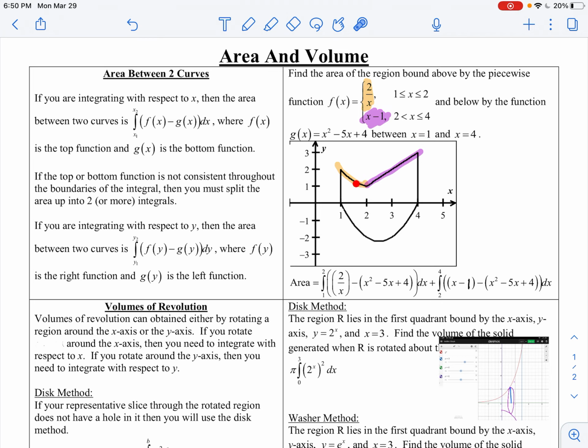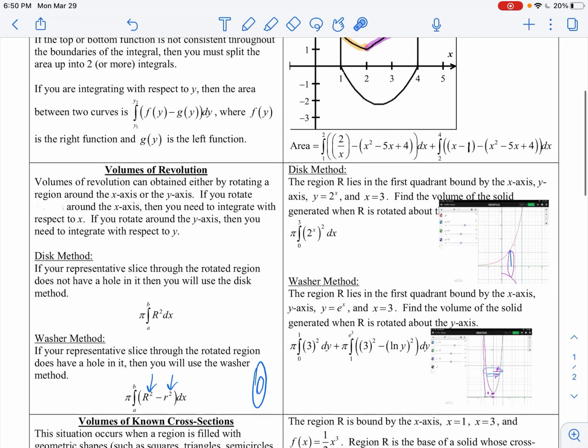So then the area would be the top function, which is the rational function, between boundaries 1 and 2 minus the lower boundary, which is the quadratic, dx, plus between the boundaries of 2 and 4 of the linear minus the quadratic dx.